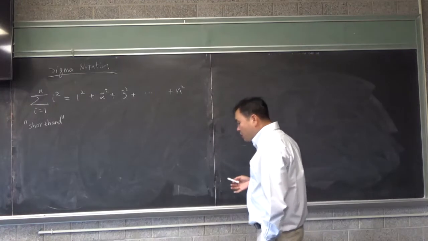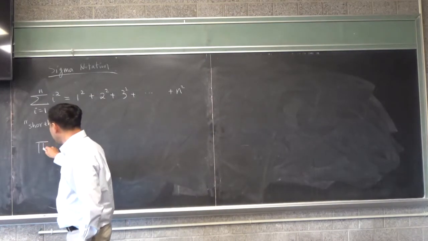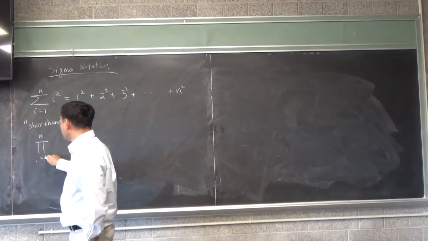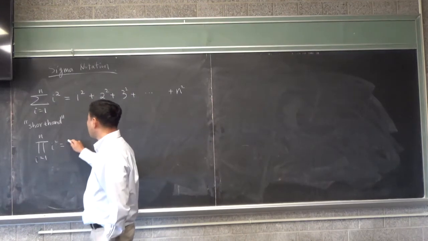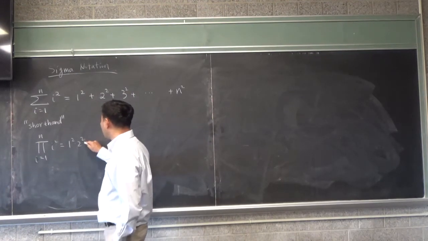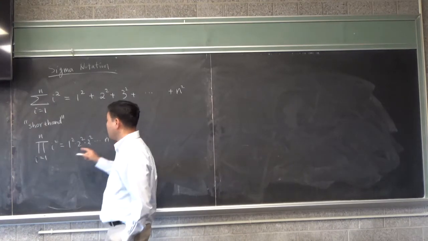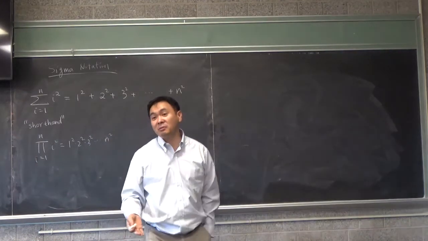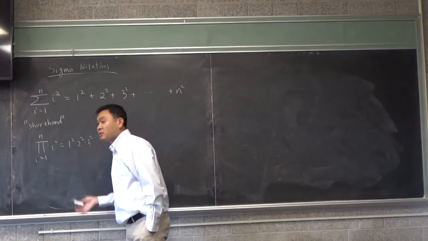Now, we are not going to be doing products, but to give you an idea, if you had pi instead, this will be like 1 squared times 2 squared times 3 squared all the way up to n squared, because pi, this is capital Pi, Greek letter P. P for what? Product. Yeah. So that's what it is, right?